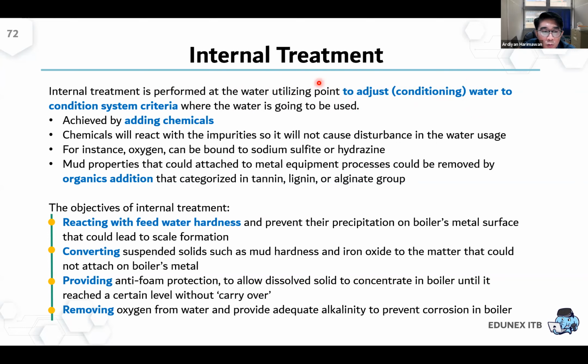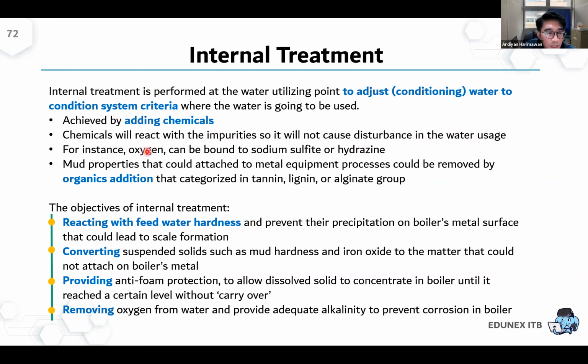We will adjust the water condition by adding chemicals. So normally in internal treatment, we are using chemicals. Types of chemicals will be different depending on the purpose. Basically the chemicals will react with the impurities, so the impurities will not cause any disturbance if the water will be used.